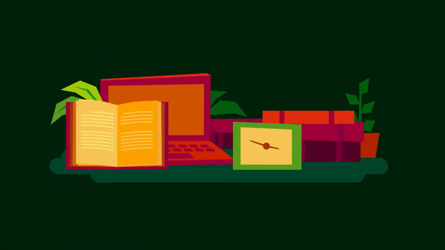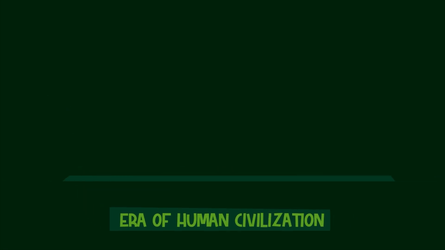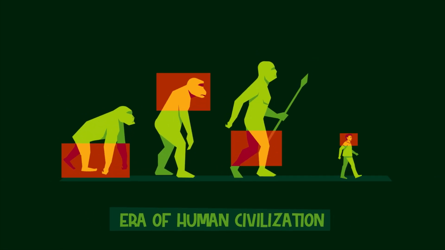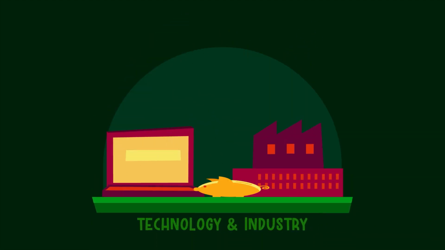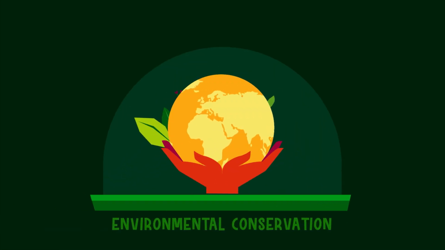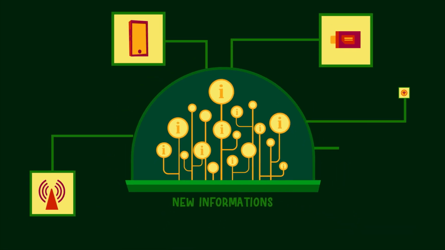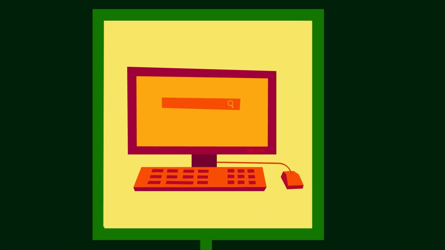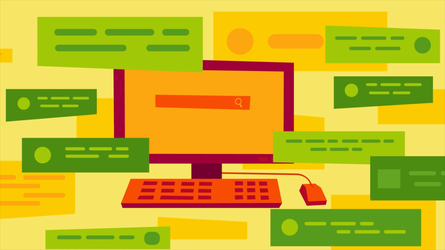In this video, we will be looking at the Feynman Technique for learning anything fast. This era of human civilization has often been proclaimed to be the best time to be alive. Social reforms are well in place, technology and industry is booming. Even with regards to the environment, more effort is being put into conserving it. But most of all, there is so much new information, and there are so many ways to access it. We are able to store tons of data on a scale that was unimaginable a few decades ago.